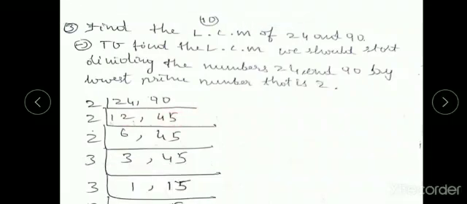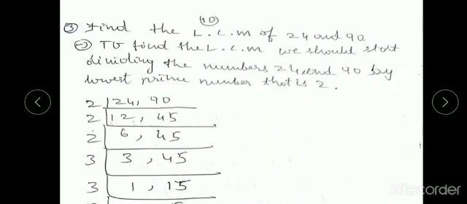Now I will again divide 12 and 45 by 2. 2 6s are 12, and since I cannot divide 45, I will write 45 as it is. Now I will again divide 6 and 45 by 2, and 2 3s are 6, and since I cannot divide 45 by 2, I will write 45 as it is. Now I have got 3 and 45 as the quotient.